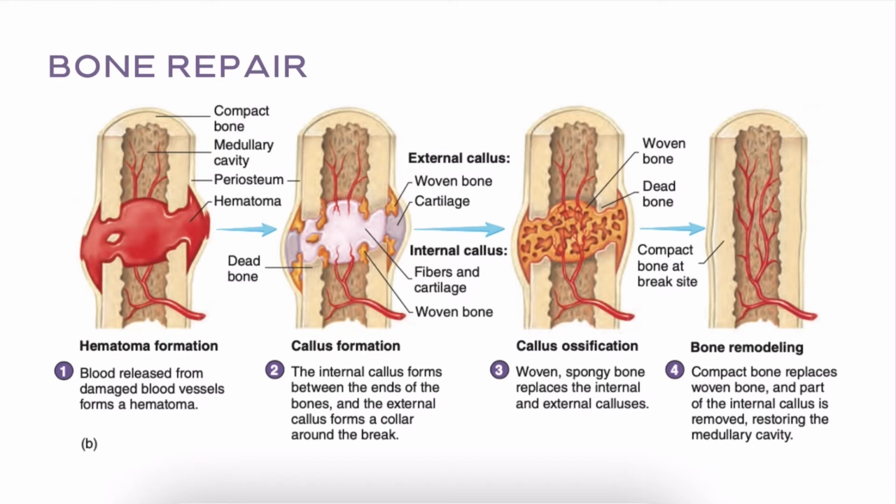So woven spongy bone replaces the internal and external calluses. And then finally, bone remodeling happens. So compact bone replaces woven bone, and part of the internal callus is removed, restoring the medullary cavity.